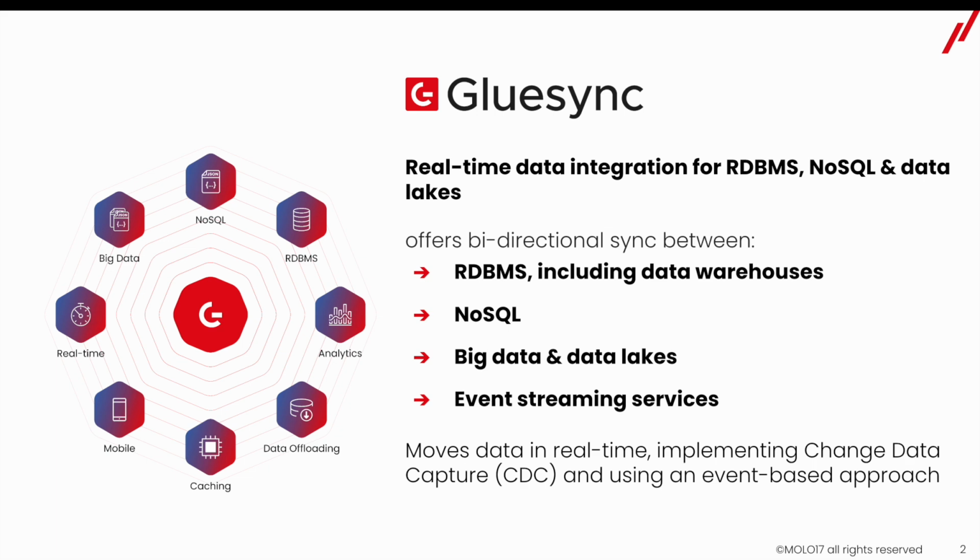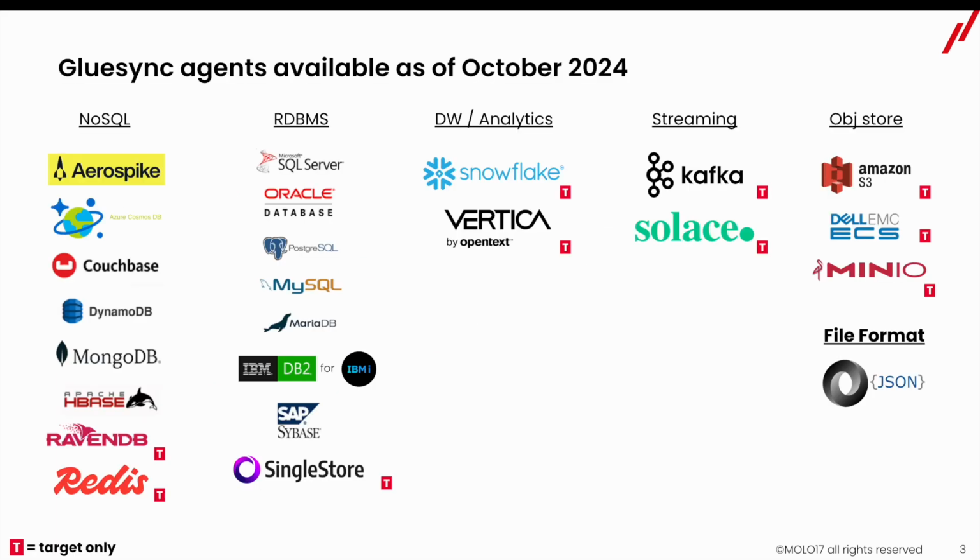Gluesync basically sits in the middle between your source and your target data store, and it acts as a real-time data integration platform implementing the CDC, of course, which stands for Change Data Capture, and a purely event-based approach to migrate and connect in real time source and target data stores. These are the sources available as of October 2024. We have major NoSQL databases, pretty much any RDBMS, data warehouses, data streaming services, and also some object stores.